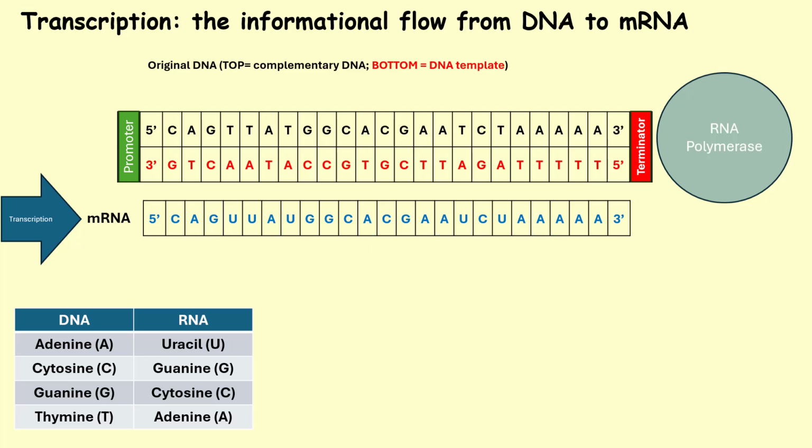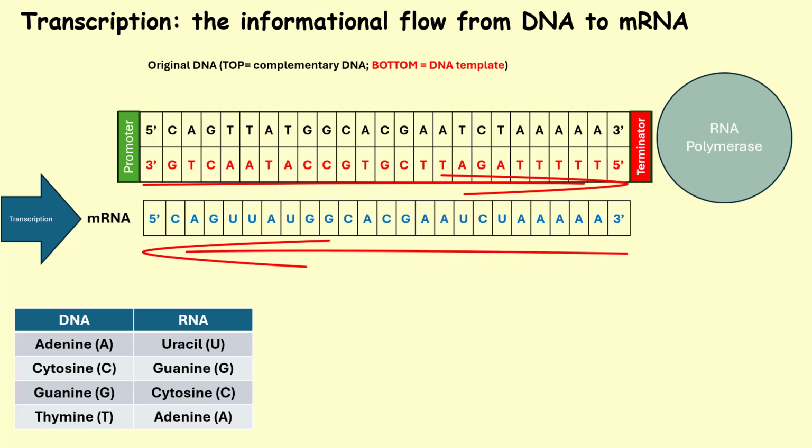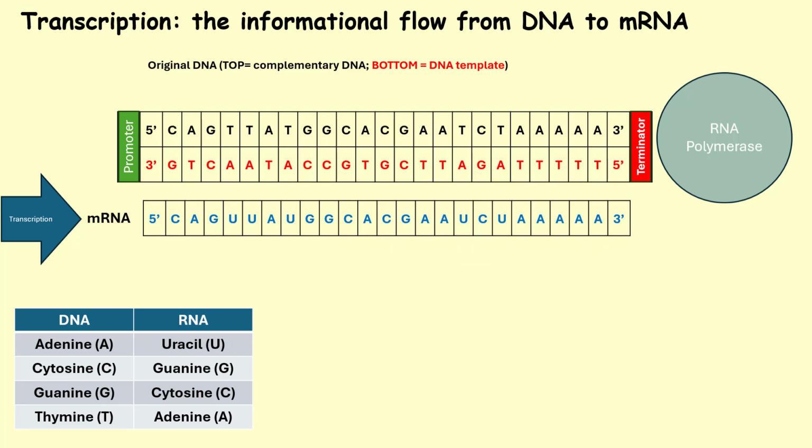As you can see, the order of the DNA nucleotide sequence present in the DNA template will determine the order in which the messenger RNA nucleotides are added. Also note that the DNA template and the messenger RNA are anti-parallel to each other. Transcription ends when the RNA polymerase reaches the terminator sequence, thus releasing the messenger RNA.